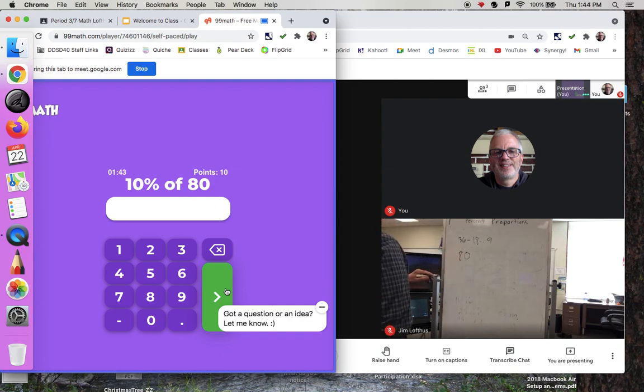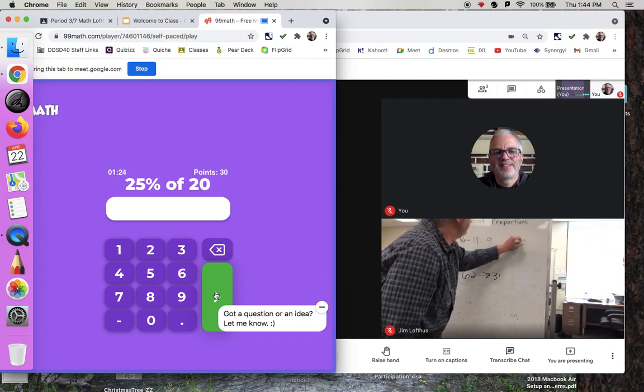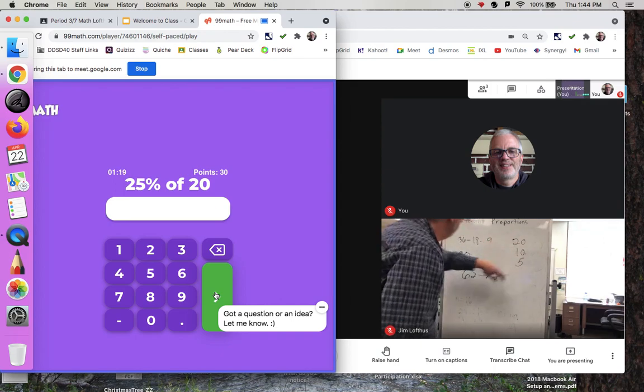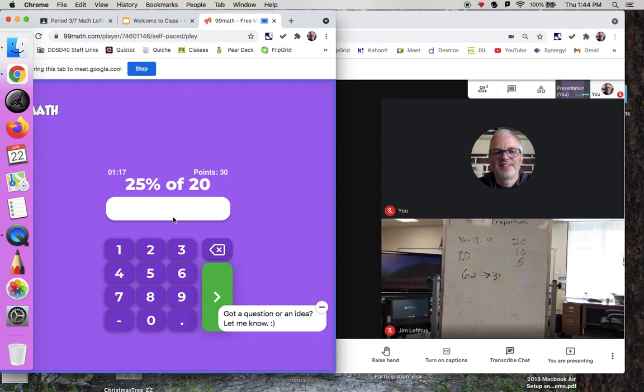80. I just move that to an 8. Okay, 8. 50% of 62. 62 cut in half is 31. So I cut that in half and I get 31. Let's see how many. Okay, 25% of 20. So 20 cut in half is 10. Cut in half is 5. That's 50%. 50% is 25%, so I get 5. So I cut it in half twice for 25%.